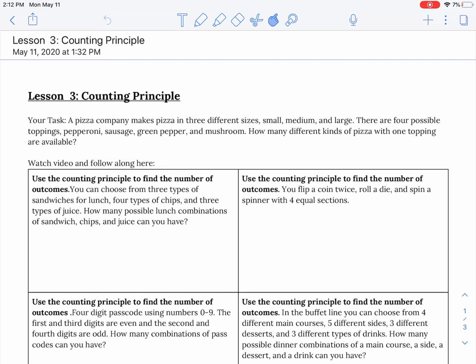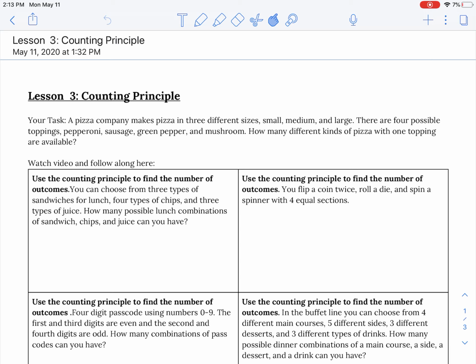All right, our last lesson in the probability chapter is all about the counting principle. You've kind of already seen this through the different things that we've done with counting outcomes, listing, tree diagrams, and sample spaces. So this is probably the easiest method to getting your total possible outcomes.